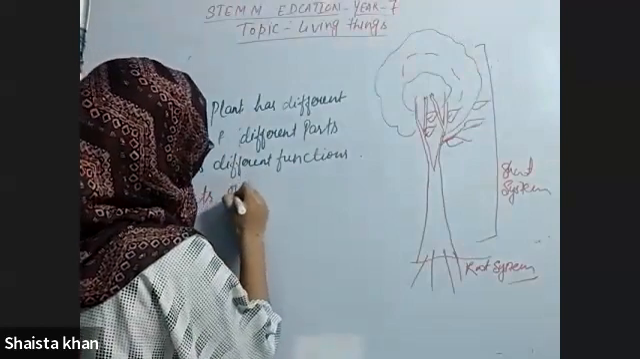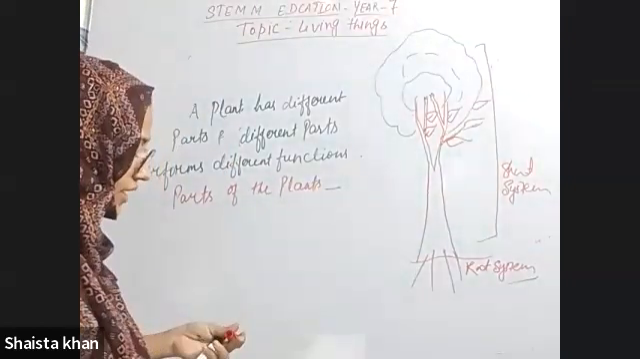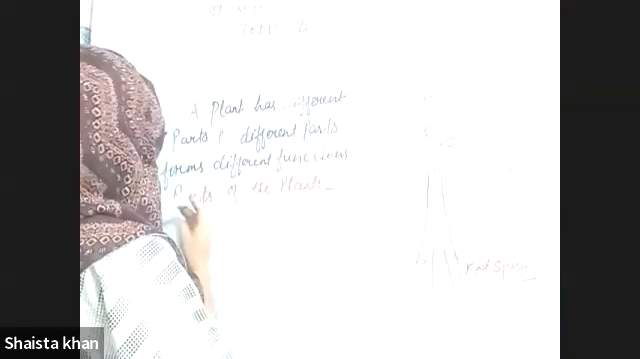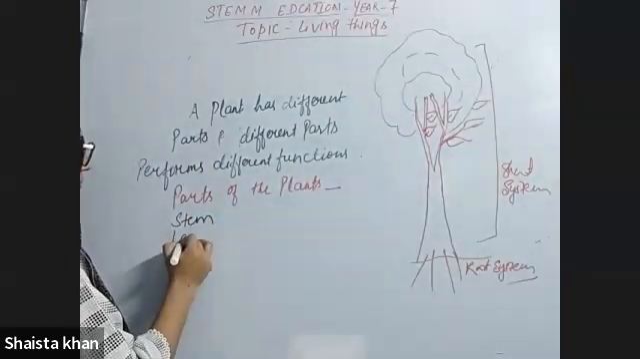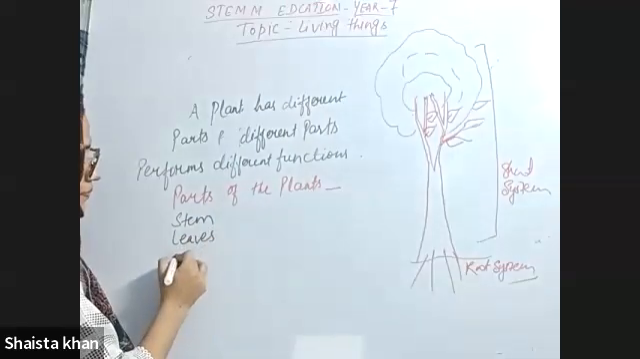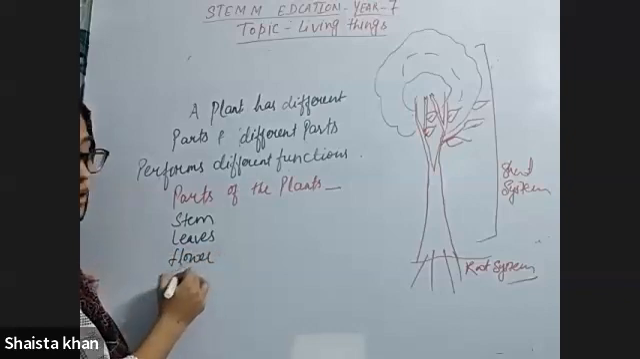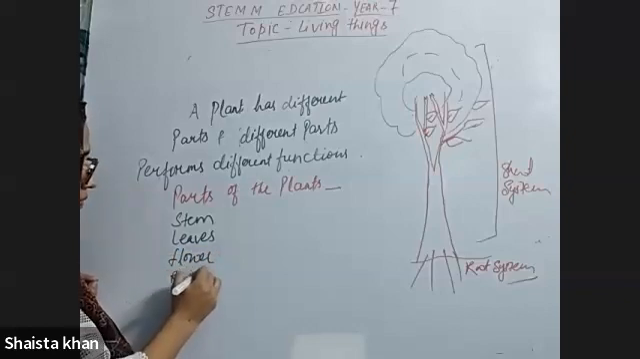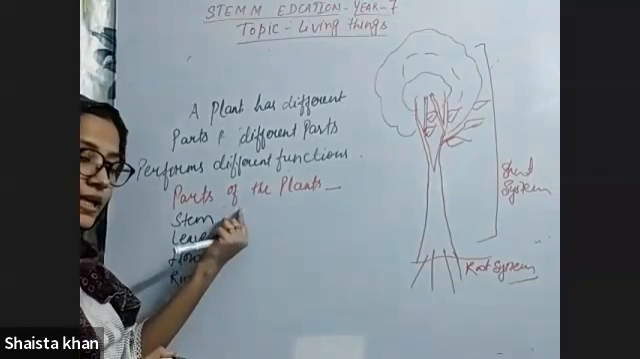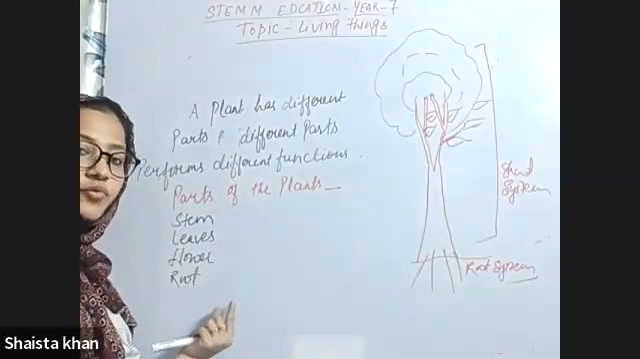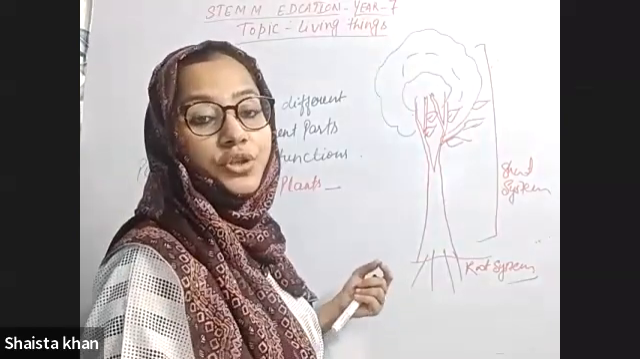Now we will consider the parts of the plant: stem, leaves, flower, and root. Each performs different types of functions. So we will also study the different functions of the plant.